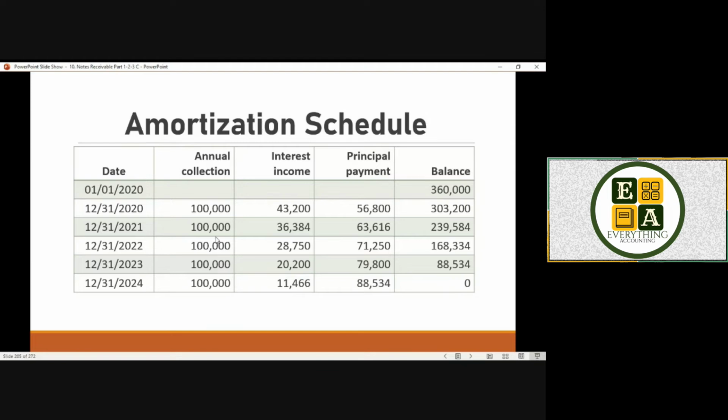Then we already have the annual collection here. To arrive at the interest income, compare 100,000 with 88,534. That would be a difference of 11,466 as interest income. So again, the last figures for 2024 will just be unadjusted figures. This balance of 88,534, carry this forward here to zero this out. Then compare 100,000 with 88,534 to arrive at 11,466.